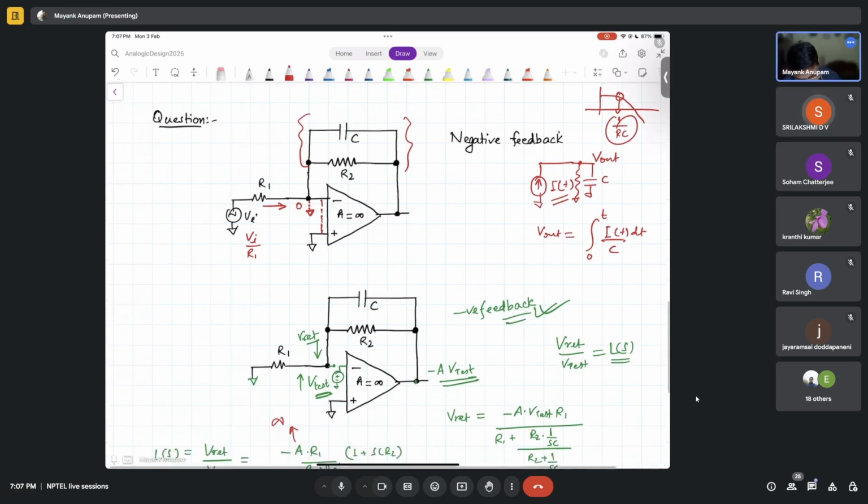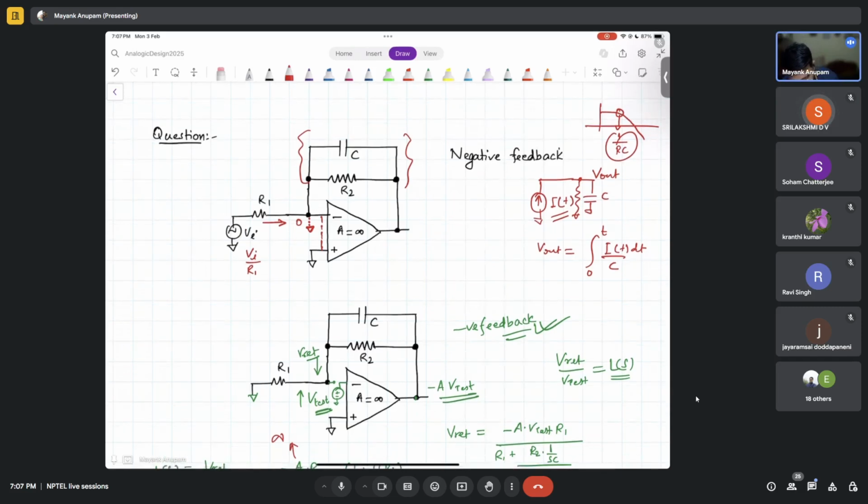Okay, good. So this is actually a very simple example. So this is an integrator, right? For this particular integrator, the profile will be something of this kind. So they are asking what is the unity gain frequency, that is the point where this becomes equal to 0. This is what is being asked to you.